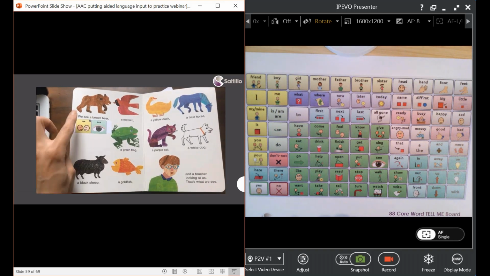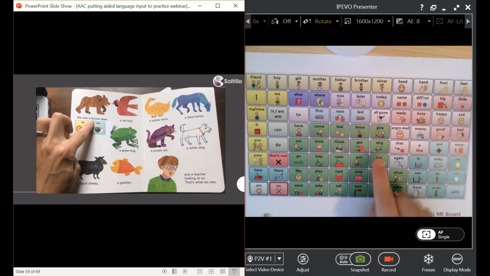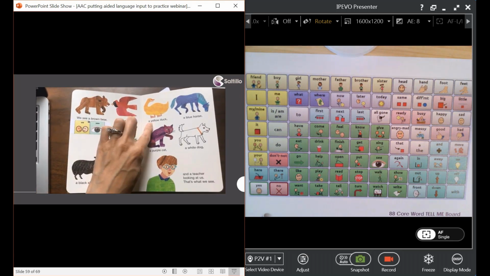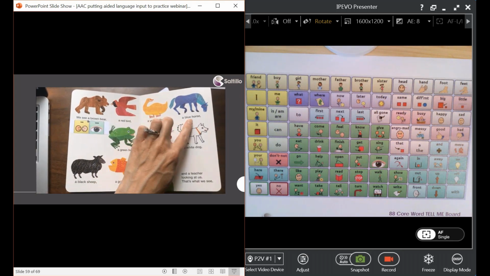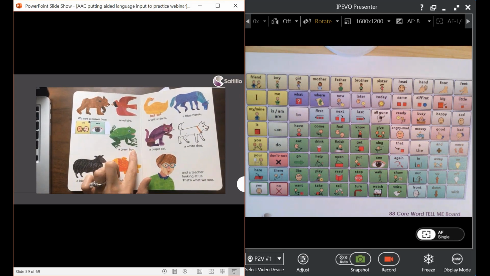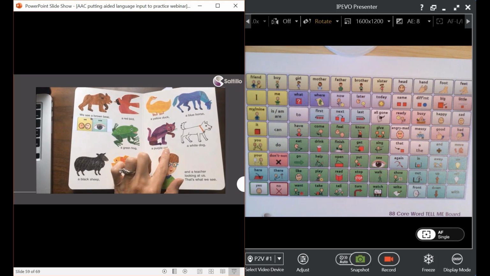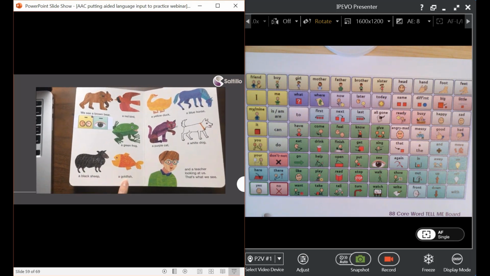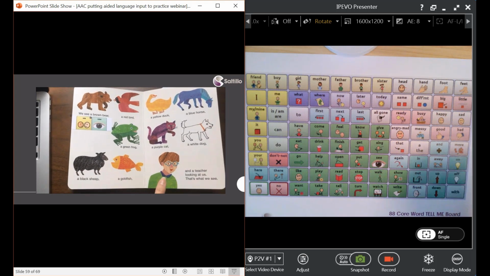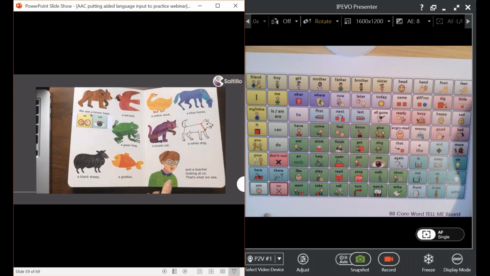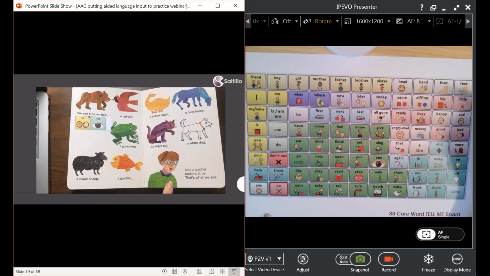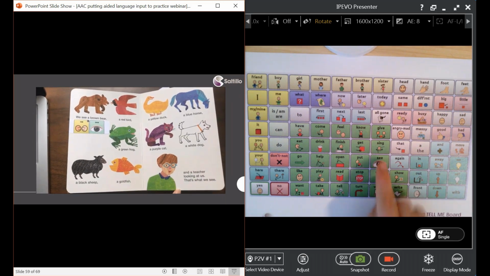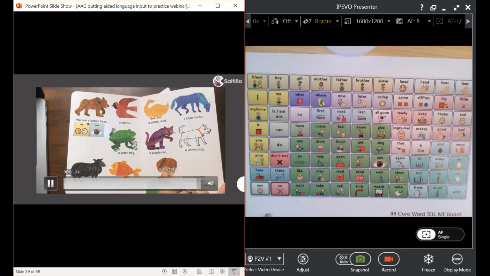They say, we see a brown bear, a red bird, a yellow duck, a blue horse, a green frog, a purple cat, a white dog, a black sheep, a goldfish, and one more, a teacher looking at us. That's what we see. Oh my goodness, that was a lot of animals.